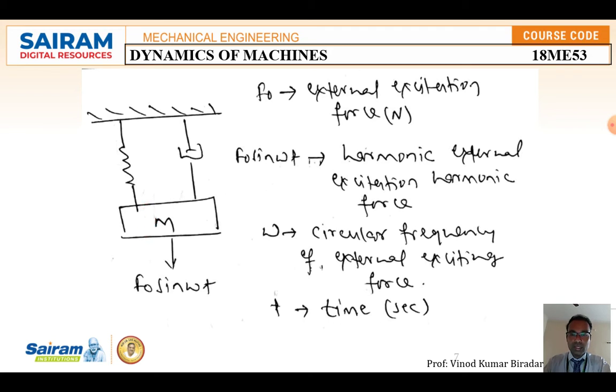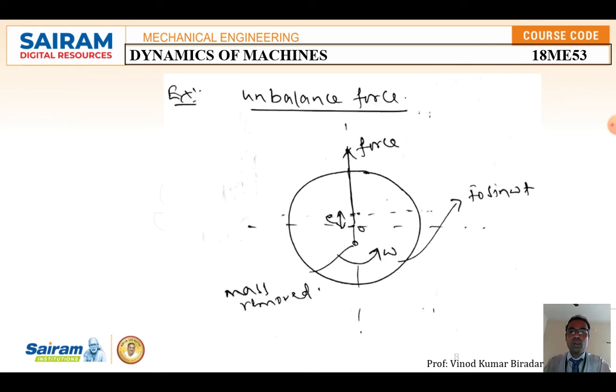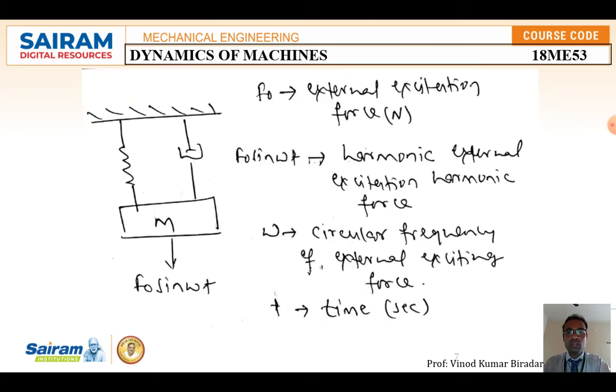Here, F naught sin omega t is nothing but the harmonic force, which we apply externally. F naught is the external excitation force, measured in Newton. F naught sin omega t is the harmonic external excitation force, omega is the circular frequency, and t is the time in seconds. Why do we want to study the excitation force and harmonic force?